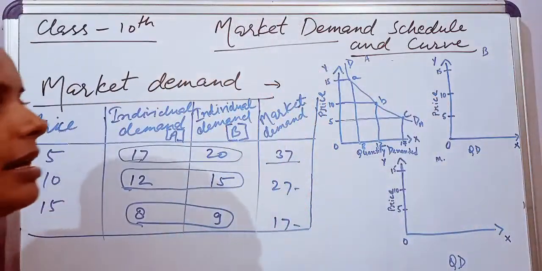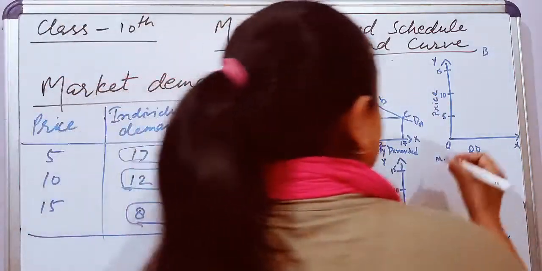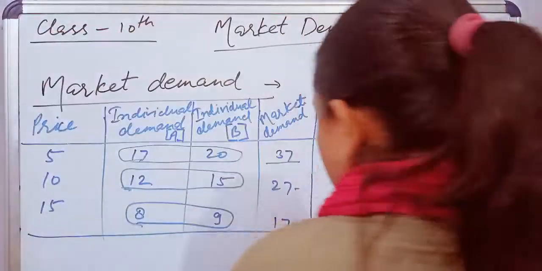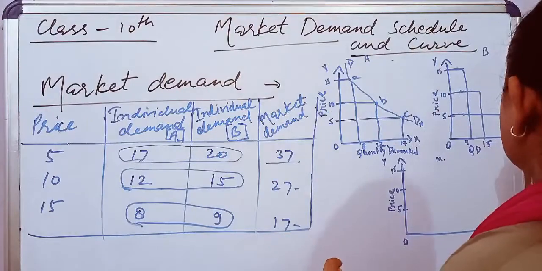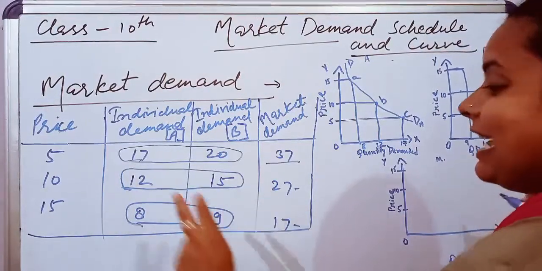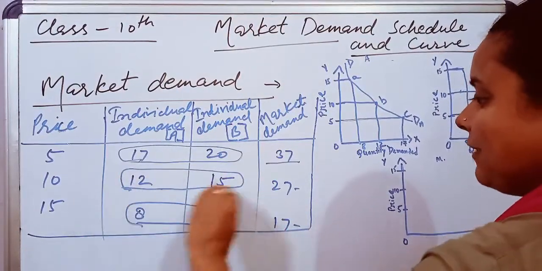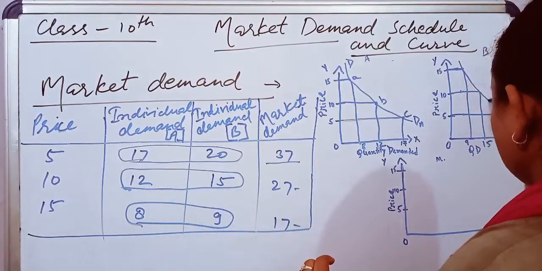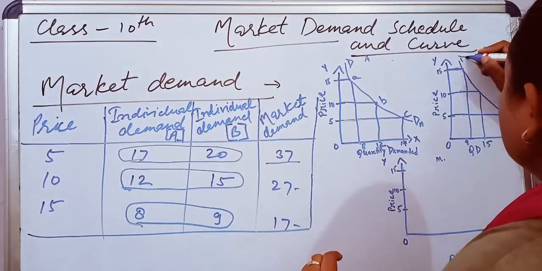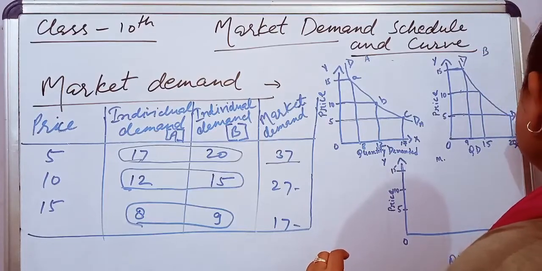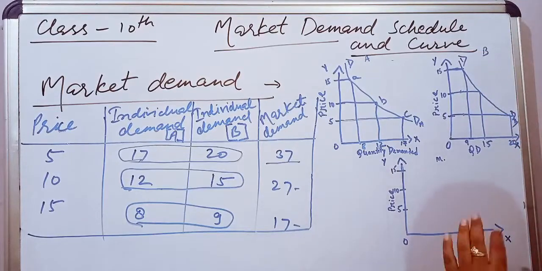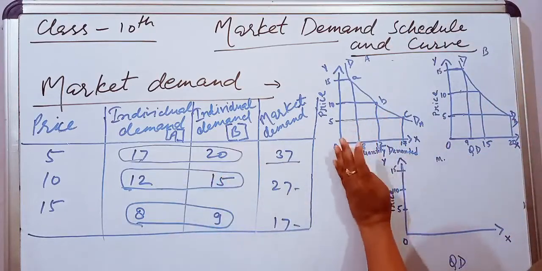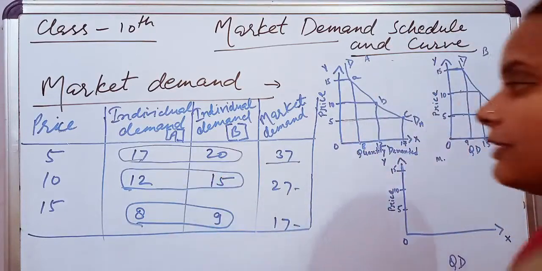In the same manner, we will draw the curve of B. In the second one, at rupees 5, it is 20, at rupees 10, 15, and at rupees 15, 9. So this is the individual demand curve of B, DD B. And see now the market. How will we come to know the market? We will take the summation of these two individual demand curves.